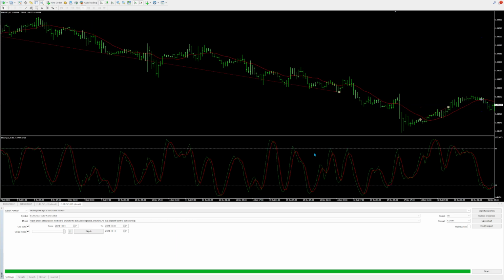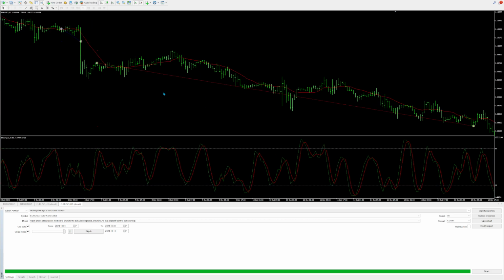Okay, you can combine the various settings because you can see here on the chart, we have a 14-period moving average and the stochastic here, and the EA was set to take sell trades when price is below the moving average and the stochastic is trending. So you can see here the conditions were met, the price was below the moving average and the stochastic crossed trending downwards.